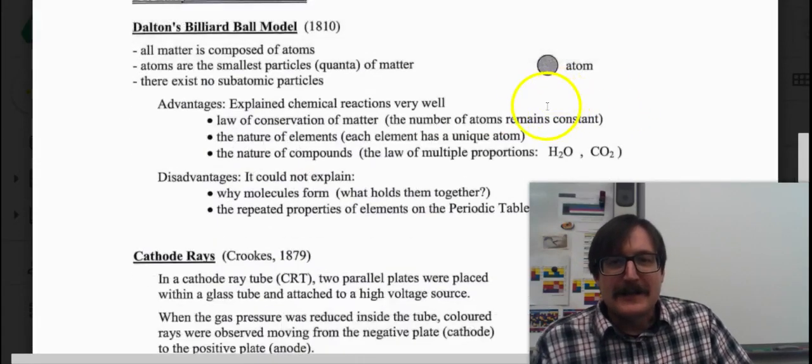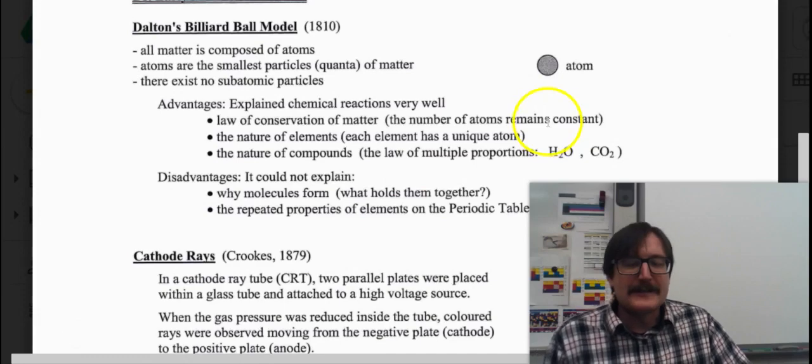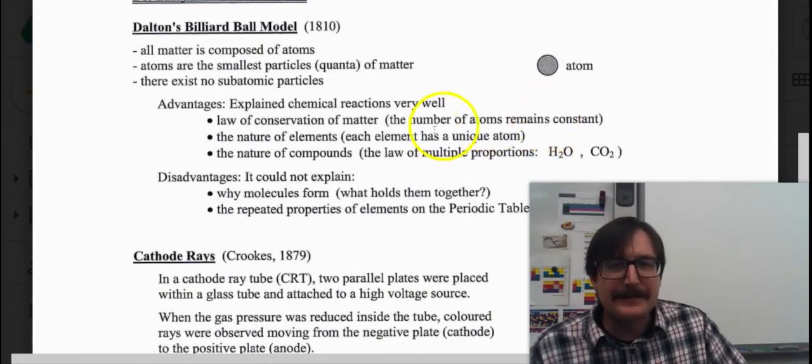All right, we're looking at the billiard ball model in 1810. All matter is composed of atoms. Atoms are the smallest particles, quanta of matter. There exist no subatomic particles. There are some advantages and disadvantages. You can see those, okay? Explain chemical reactions very well.